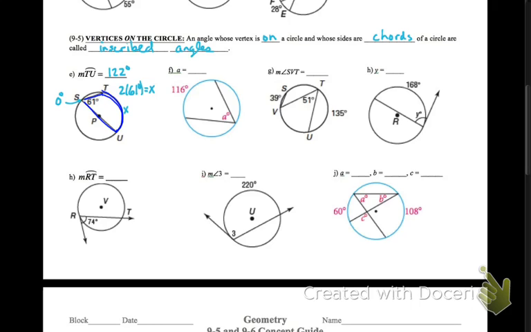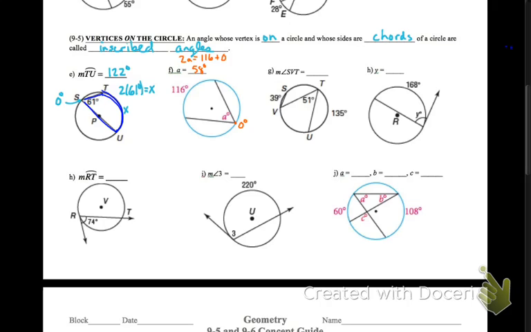Repeat. Angle A here cuts off this one arc. When does that happen? When there's an inscribed angle, when the vertex of the angle is on the circle. So double the measure of the angle equals the sum of the arc, or in this case, the one arc. 2 times A equals 116, or angle A is equal to 58 degrees.